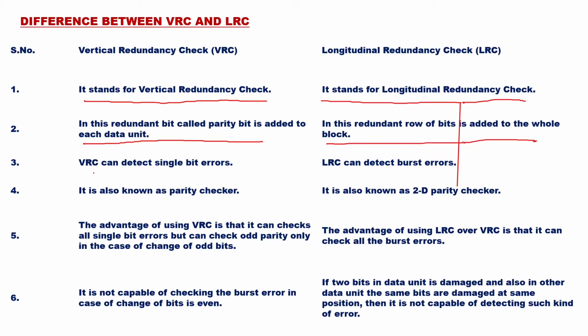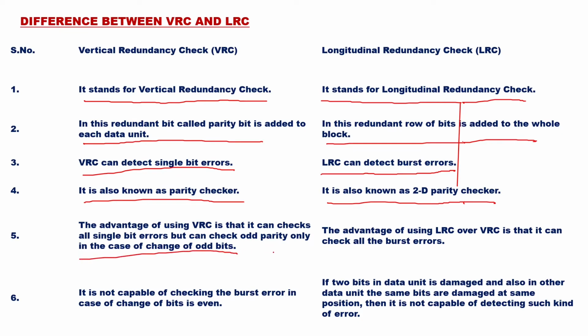Then the third point: VRC can detect single bit errors, whereas LRC can detect a set of data errors, that is, burst errors. VRC is also known as the parity checker. LRC is known as the two-dimensional parity checker. Then the advantage of VRC is that it can check all single bit errors, but it can check odd parity only in the case of a change of odd bits. This is what we saw as the advantages. The advantage of LRC over VRC is that it can check all burst errors, whether odd or even. Then the sixth point: VRC is not capable of checking burst errors in case the change of bits is even, as we have told earlier in the disadvantage of VRC. Similarly here, if two bits in a data unit are damaged and also in another data unit the same bits are damaged at the same position, then it is not capable of detecting such kind of error. That was the disadvantage of LRC. So these are a few differences between VRC and LRC.